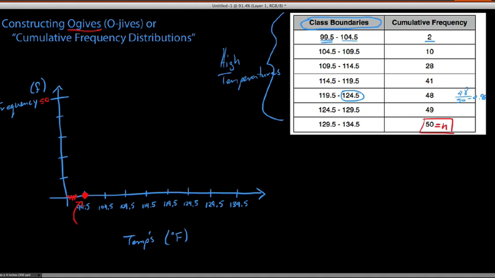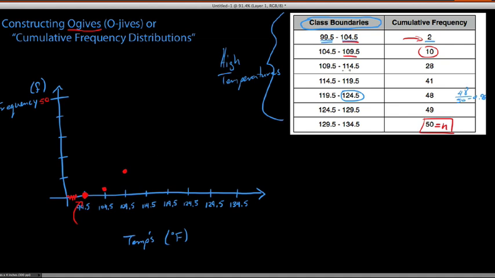So we say 99.5, we just started, we haven't counted up any frequencies yet, we're at a height of 0. But by the time we get to 104.5, which was the end of our first class, we have now counted up a total of our frequencies of 2. So 2 would be about a fifth of 10, it'd be about right here. We say by the time we get up to 109.5 though, which is the end of our second class, we've now counted up 10 total things. So we say 109.5, we're at about a height of 10.